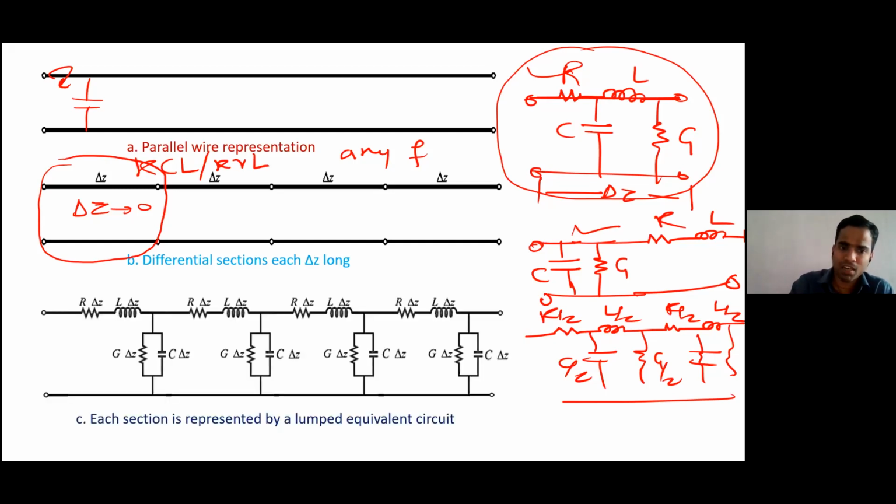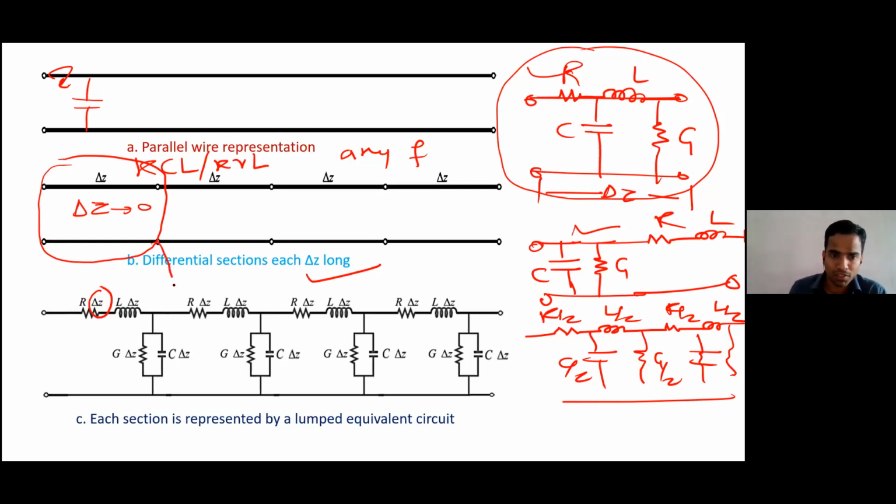In general, we assume this pattern for our analysis, which is the most commonly used. So what we assume is R delta Z, L delta Z, G delta Z. Now you may be thinking, why does this delta Z come into the picture? Can anyone tell me?